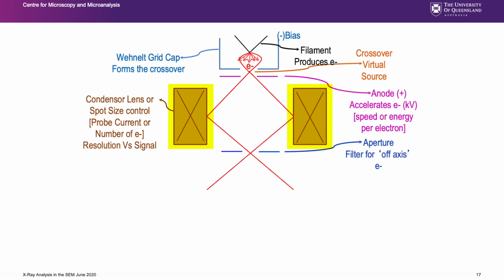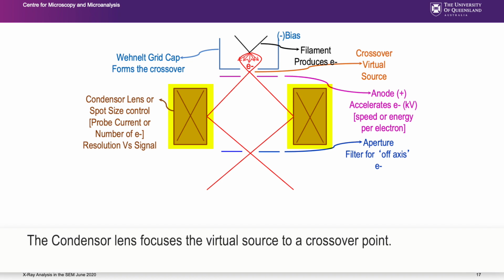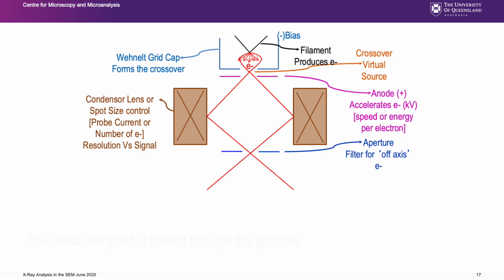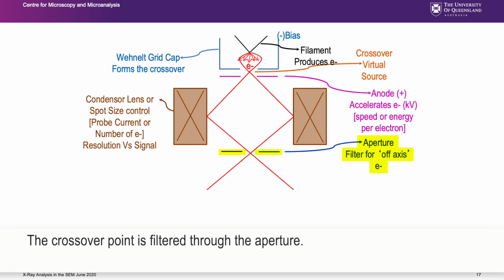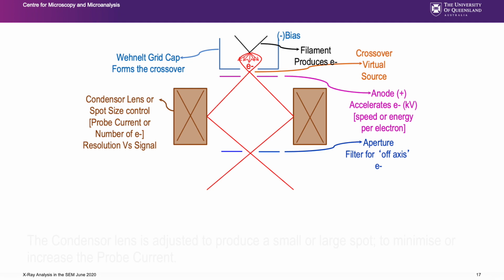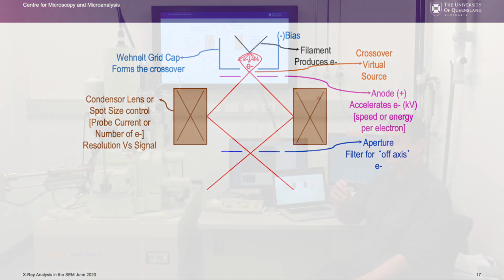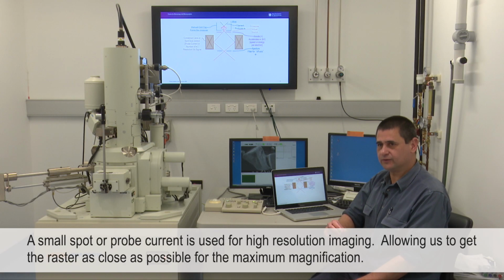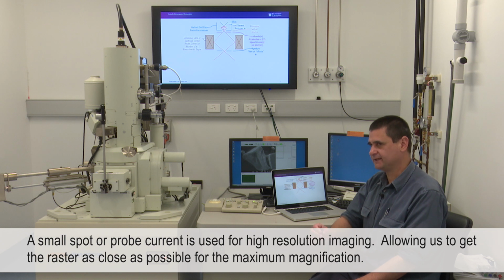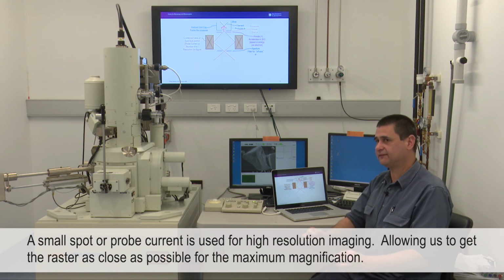The first lens focuses the virtual source to a crossover point, and this crossover point is filtered through the aperture. We can adjust this lens to produce a small spot or a large spot. Now, depending on what you want, it has different applications. A small spot is good for high resolution imaging, and it allows us to get the raster as close as possible for the maximum magnification.